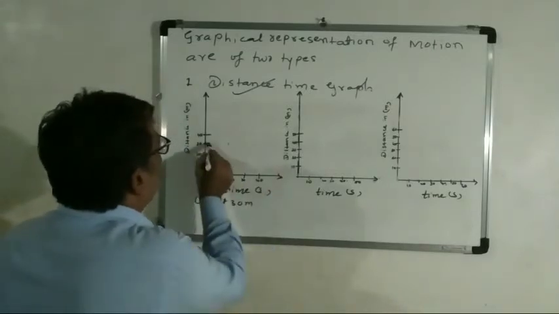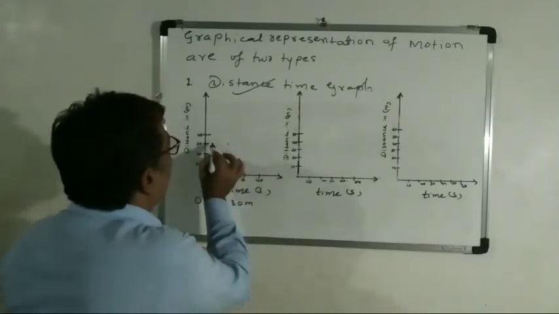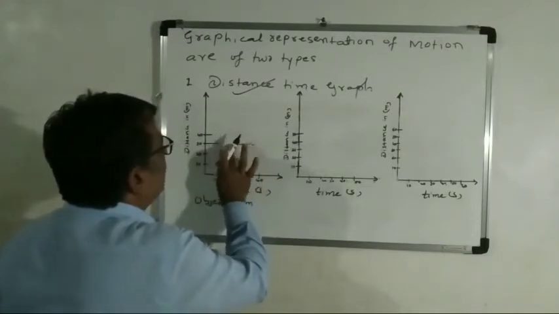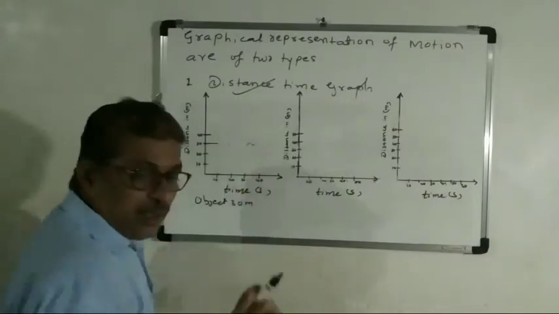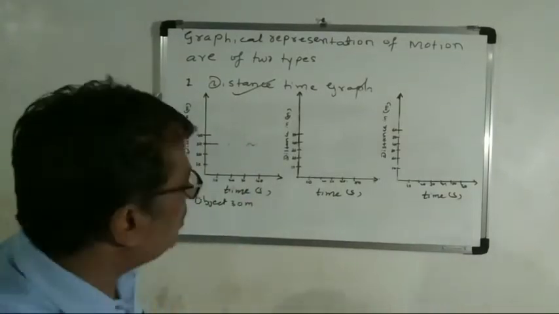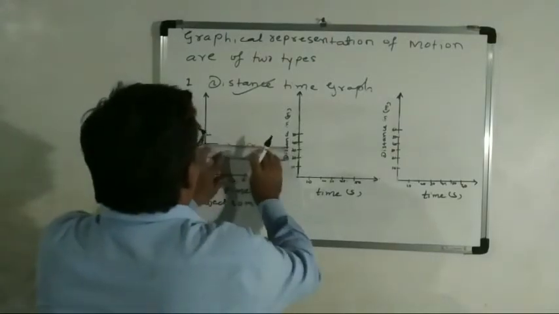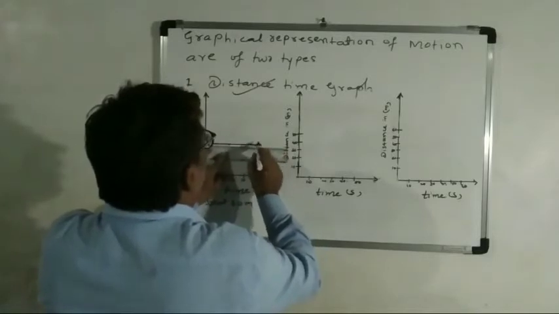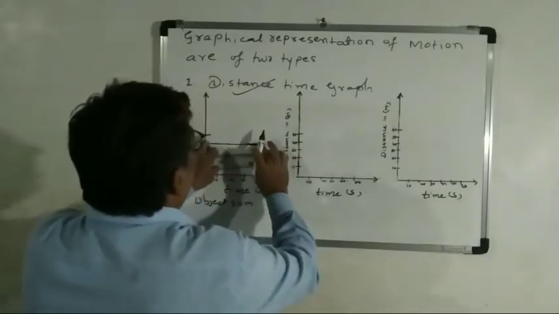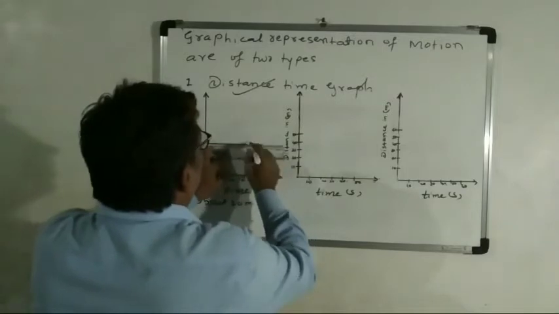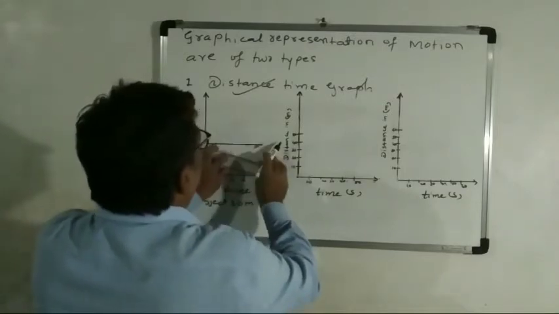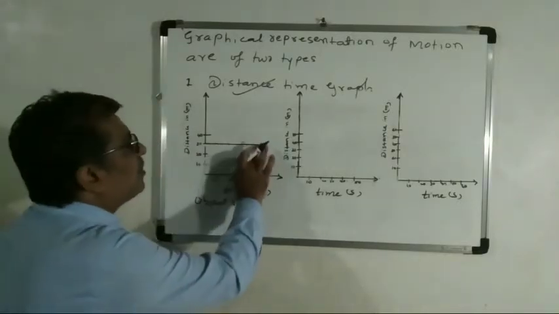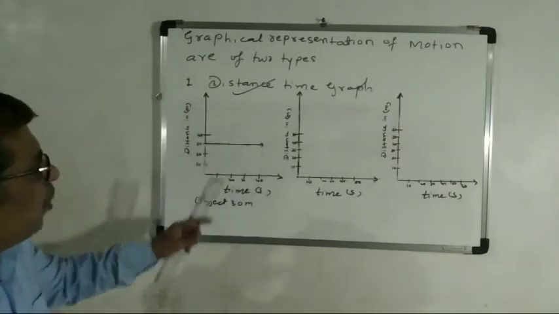So if you are joining these points, it becomes a straight line here. See, it becomes a straight line. So like this, you will get the straight line after drawing. Okay, like this. Clear now? So straight line, you got it.